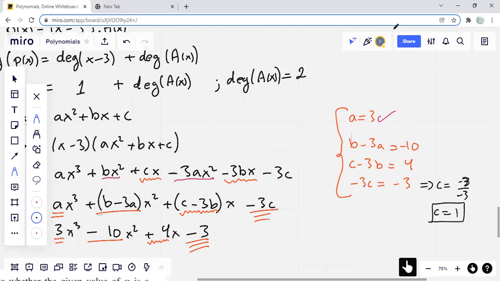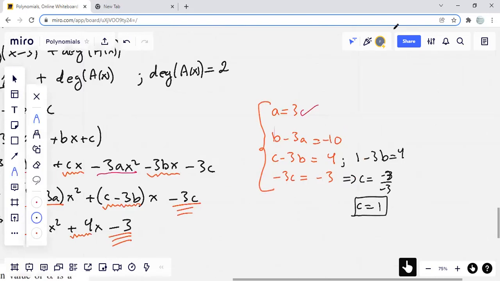And we can use the second or the third equation. Now, it doesn't matter. They will give us the same answer. Okay, let's try to use the third one this time. So we will have 1 minus 3b is equal to 4. Okay, how do we continue this? Take the 1 to the other side. So minus 3b is equal to 4 minus 1, and b, this is 3 over minus 3, which is minus 1. So now we have a, we have b, and we have c.